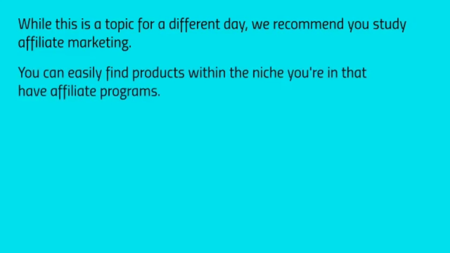So you can easily find products within a niche that you're in that have affiliate programs. In fact, in video number 5, where I show you how to go to a site called clickbank.com or even jvzoo.com, both of these sites are sites where you can find products to promote as an affiliate. So in doing so, you can actually promote the vendor's product, and if you start making some sales, a lot of times you'll become high priority on that vendor's radar.